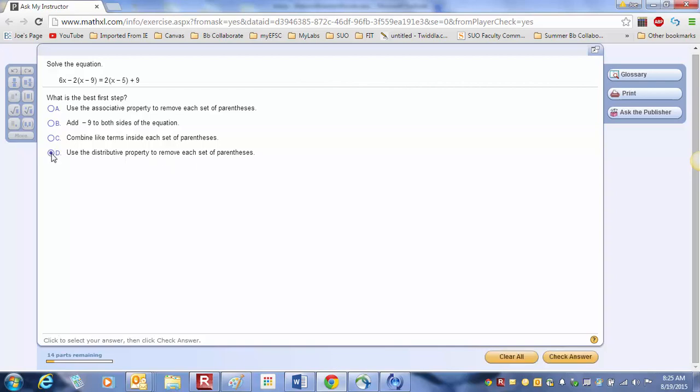So let's take part D. Let's check. Okay, works good. Use the distributive property to multiply the terms in the first parentheses by negative 2. Alright, so now we have 6x. Negative 2 times x is negative 2x. And then negative 2 times negative 9 would be, so they want us to multiply by negative 2. Okay, so negative 2x and then plus 18.